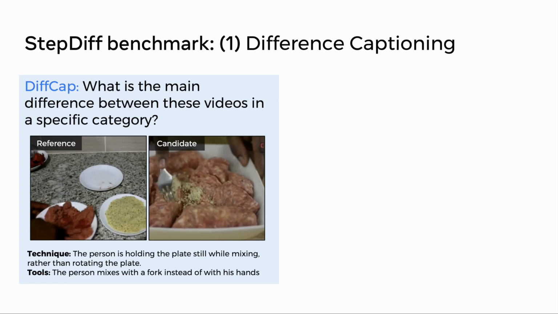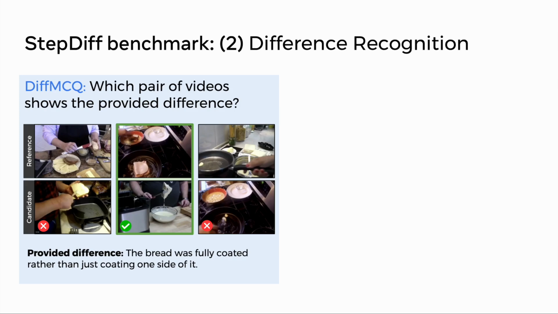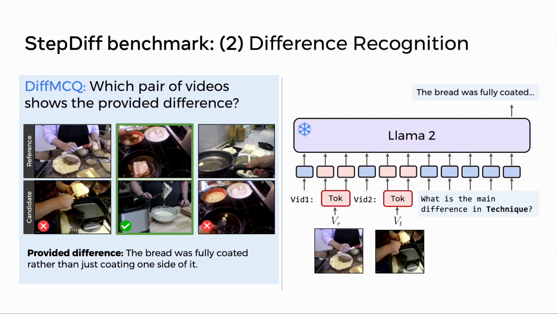We evaluate on 3 key tasks. For captioning, given 2 videos, the model must generate the main difference in a specific category, as shown on the right. For recognition, given a difference text, models must select which pair of videos from a set of options best captures the difference. This is done by calculating the generation probability of the difference text for each pair of videos and then selecting the most likely one.